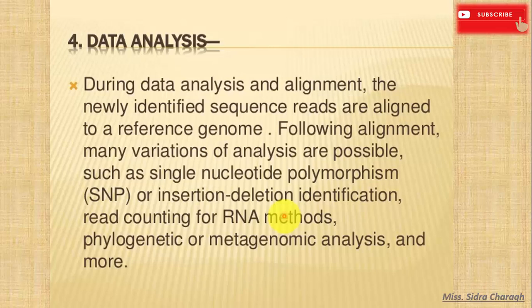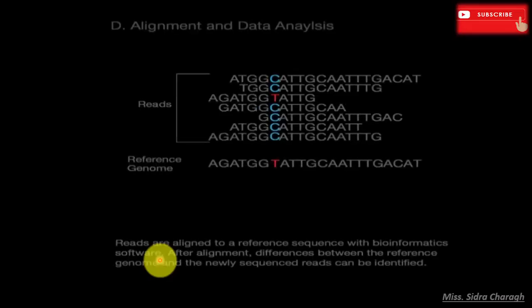And the final step is data analysis. During data analysis and alignment, the newly identified sequence reads are aligned to a reference genome. Following alignment, many variations of analysis are possible, such as single nucleotide polymorphism or insertion-deletion identification, read counting for RNA methods, phylogenetic or metagenomic analysis, and many more. So the fourth phase is data analysis.